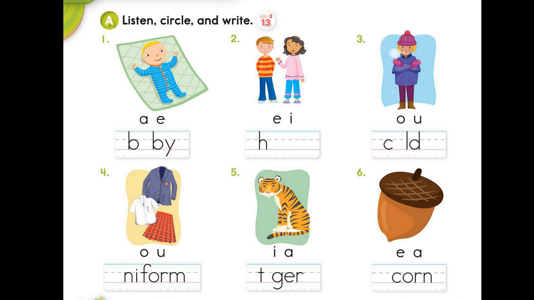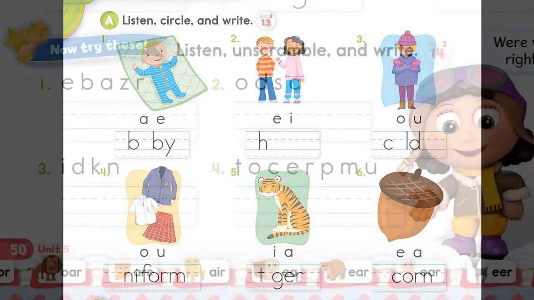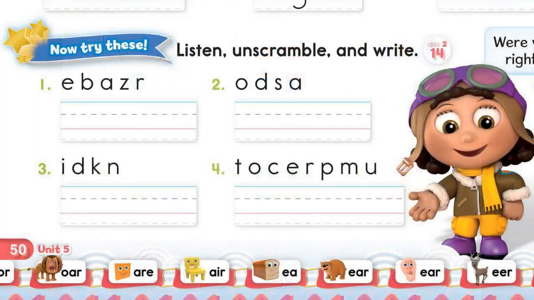5. Tiger. 6. Acorn. Page 50. Now try these. Listen, unscramble, and write. 1. Zebra.